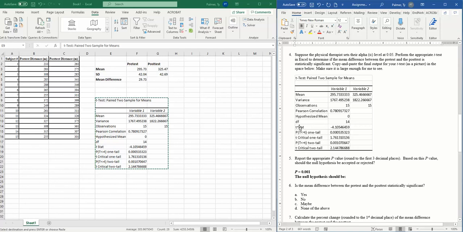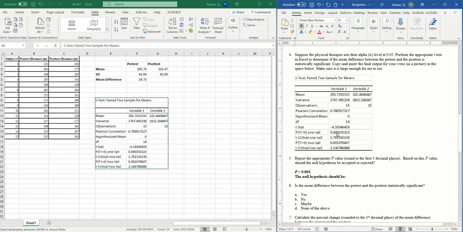Without going too much into detail, you can look at the calculated t-statistic that I was talking about earlier and compare this value with the critical t-statistic, which is down here. If this t-statistic, looking at the absolute value, in this case 4.1, is greater than the critical t-value for a two-tail test, which is 2.1, that's another way to determine if the mean difference is statistically significant.